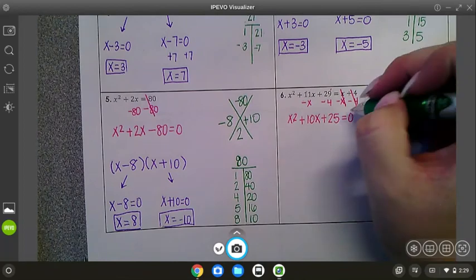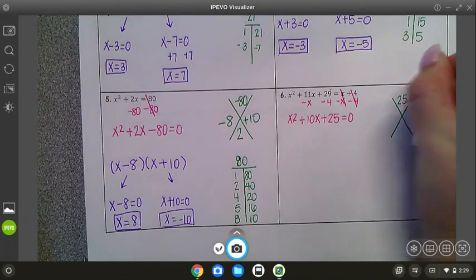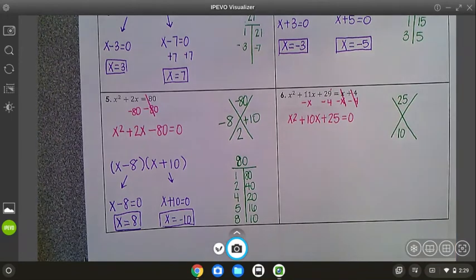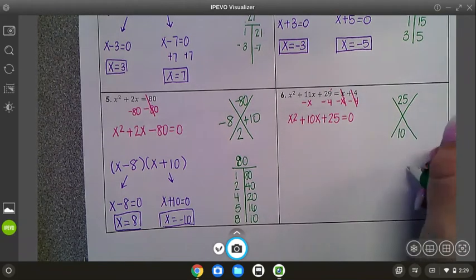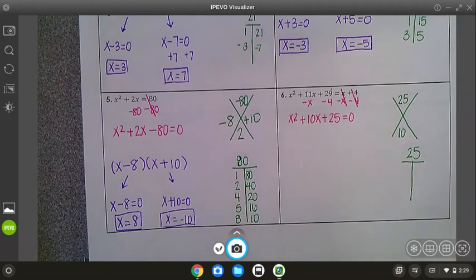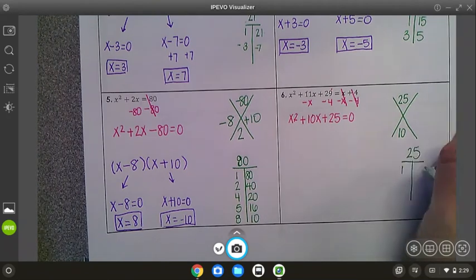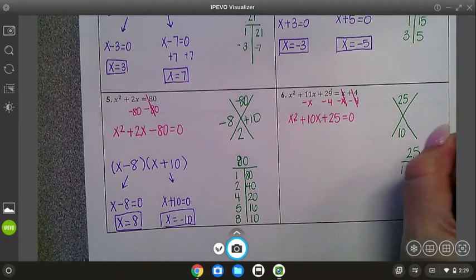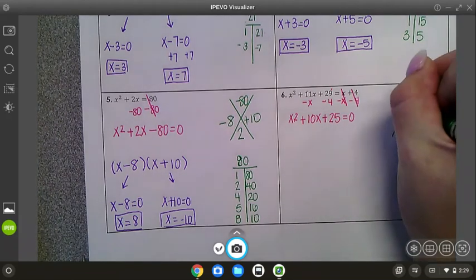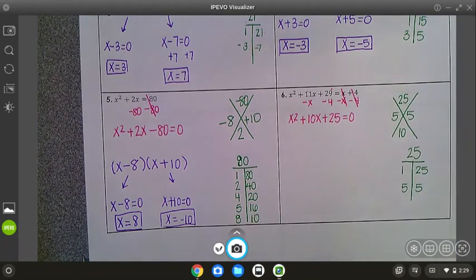So we're looking for two numbers that multiply to be 25, but when I add them, I get 10. If you know those numbers, go ahead and write them in. If not, think about all of the ways you can get 25. 1 and 25, 5 and 5, and that's it. So of those, if I do 5 plus 5, I get 10.